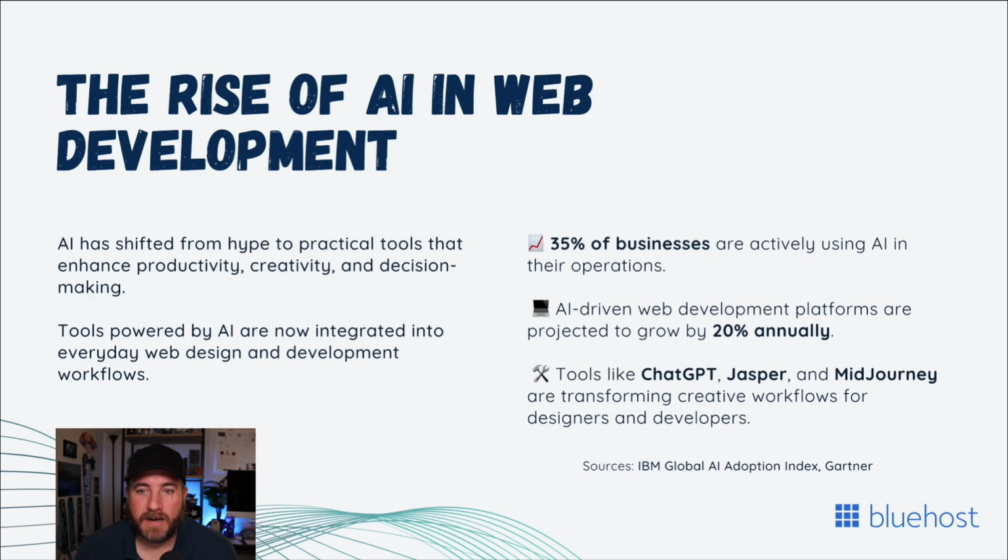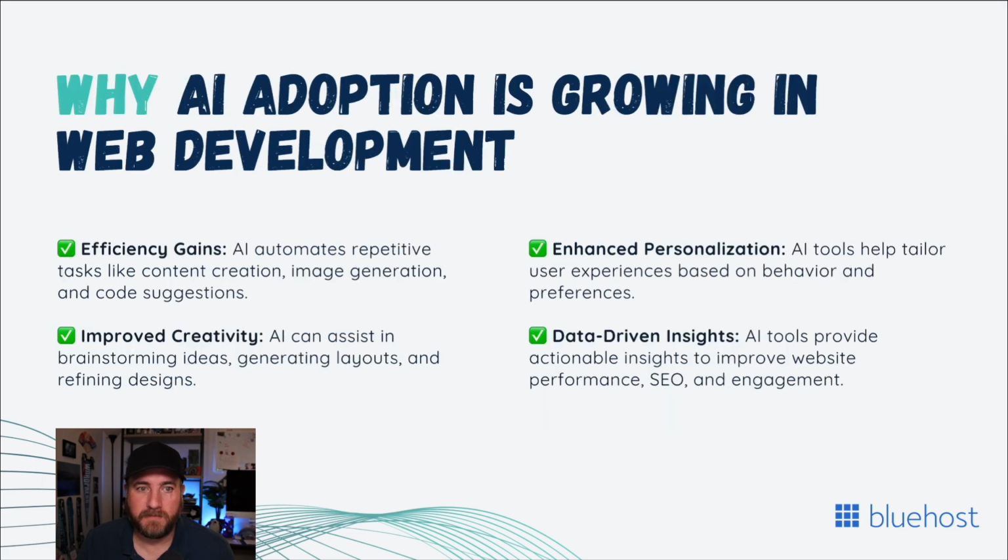35% of businesses are actively using AI in their operations. Again, some of that is really by default with some of the tools from Microsoft and Google having some of that built in already. AI-driven web development platforms are projected to grow by 20% annually, and tools like ChatGPT, Jasper, and Midjourney are transforming creative workflows for designers and developers. We're actually going to look at ChatGPT and Midjourney. Jasper is a WordPress plugin that allows you to create some content within your WordPress site as well, but we won't look at that one in this particular presentation.